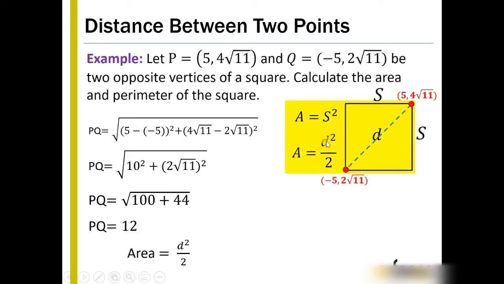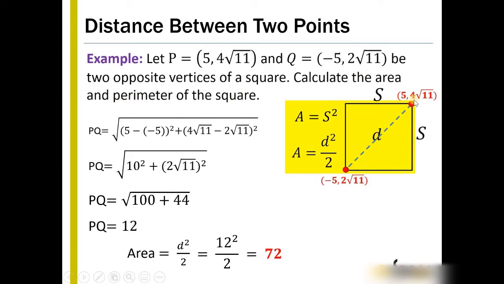Now if we use the area formula d squared over 2, we can calculate that the area is 12 squared over 2, which is 144 over 2, which is 72. We were asked to calculate the area and the perimeter, so let's do the perimeter next.